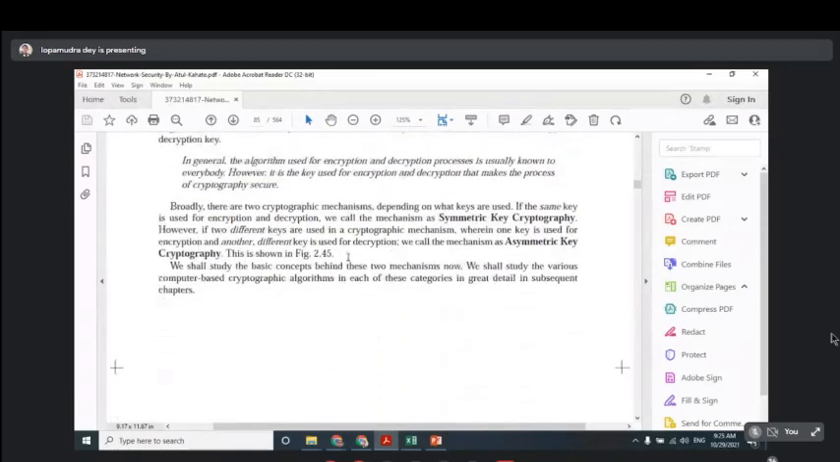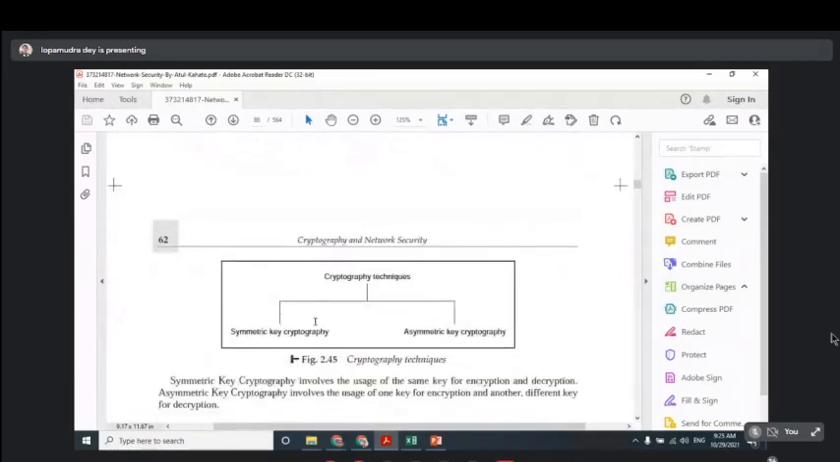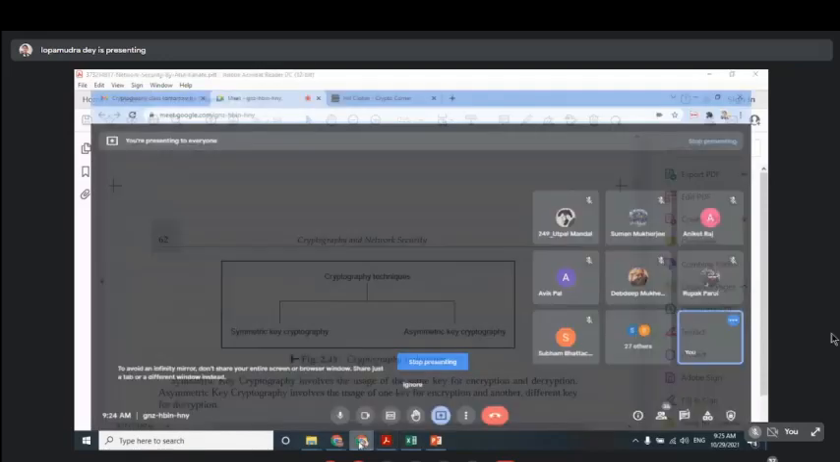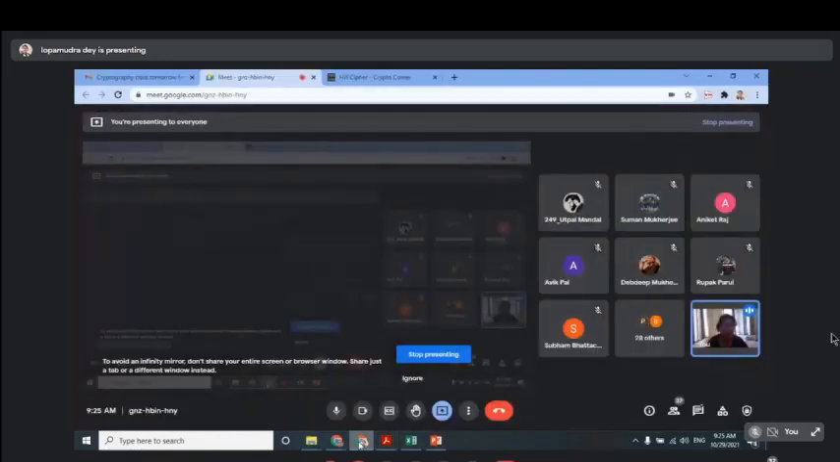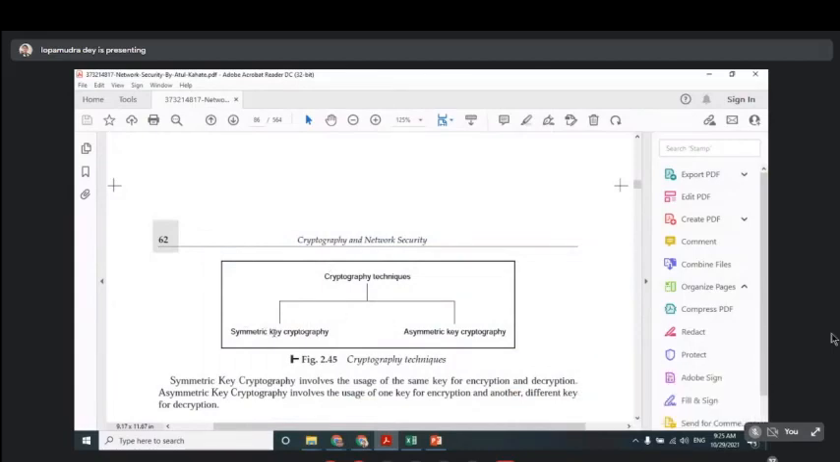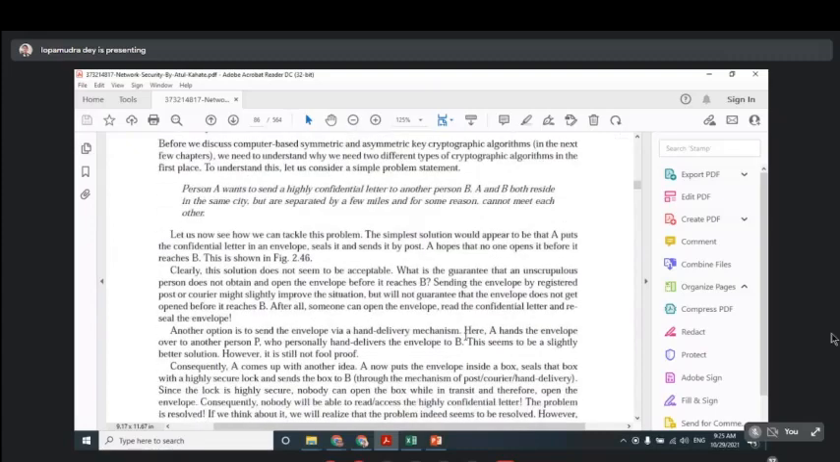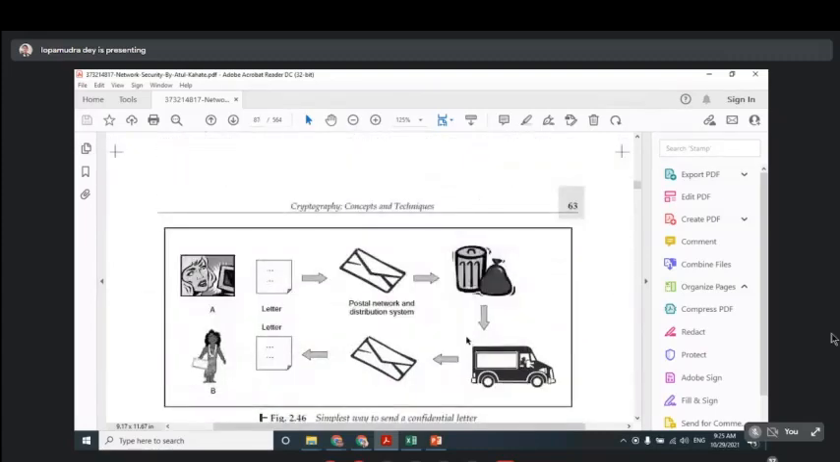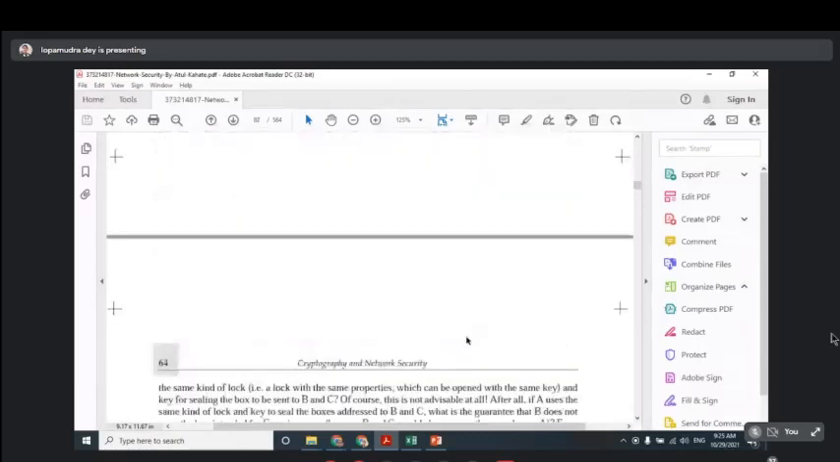This is something we already know, that cryptography basically has two methods. I have already discussed this repeatedly in our classes. This is symmetric key cryptography, and this is asymmetric cryptography. So two techniques we will use. Symmetric key cryptography means the same key will be used for the encryption and decryption procedure. In asymmetric key cryptography, one key will be used for encryption and a different key will be used for decryption. This is the theory we have discussed again and again.